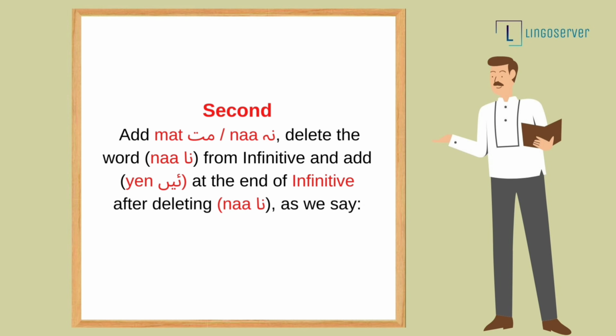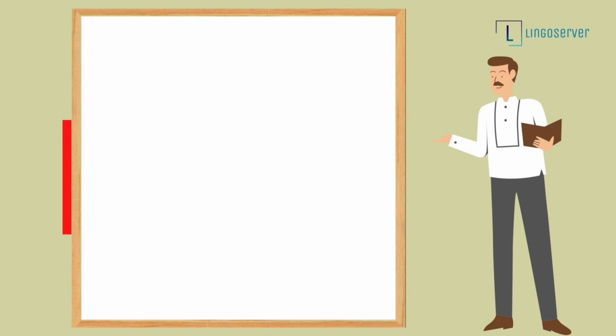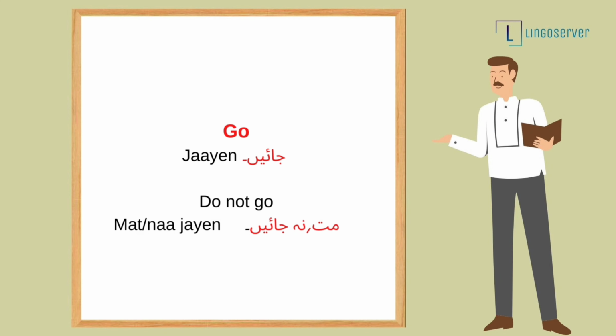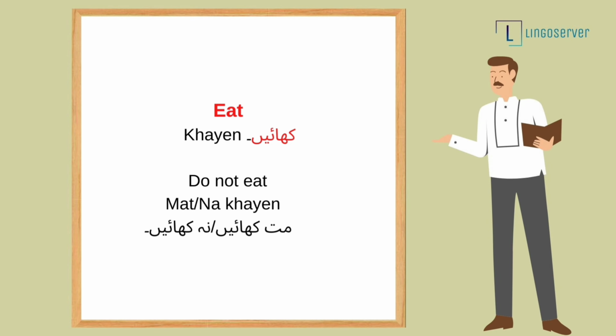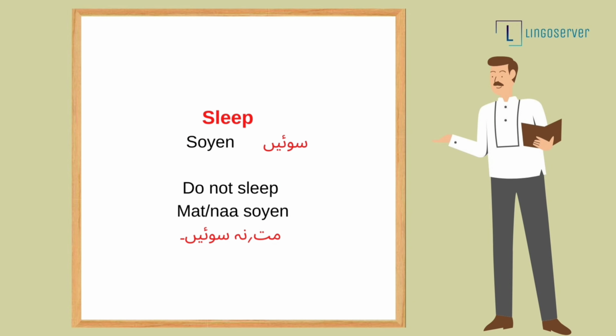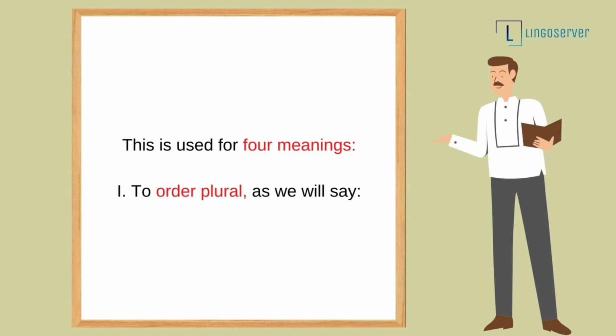And now the second way, add mat or na and delete the word na from the infinitive verb and then add a at the end of the infinitive verb after deleting na. As you say, go, जाएं. Do not go, मत जाएं, or ना जाएं. Eat, खाएं, and do not eat, मत खाएं, or ना खाएं. Sleep, सोएं, and do not sleep, मत सोएं, or ना सोएं. This is used for 4 meanings.